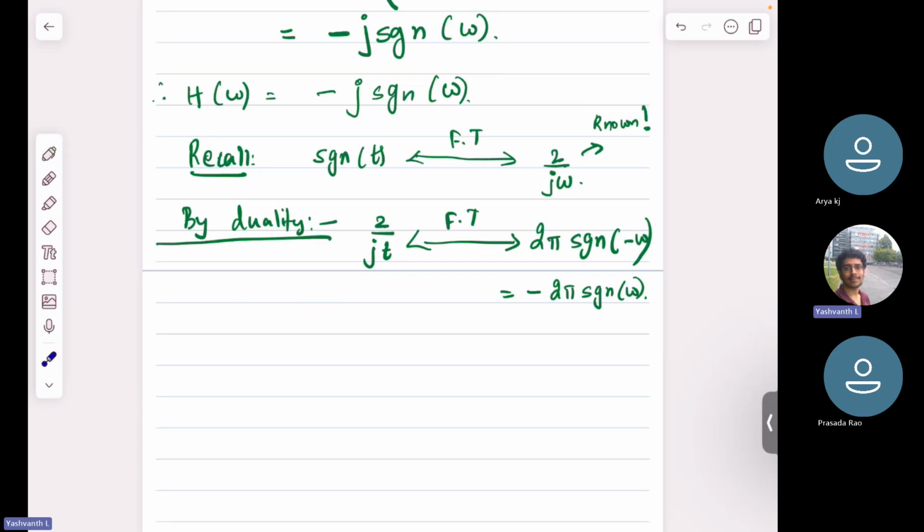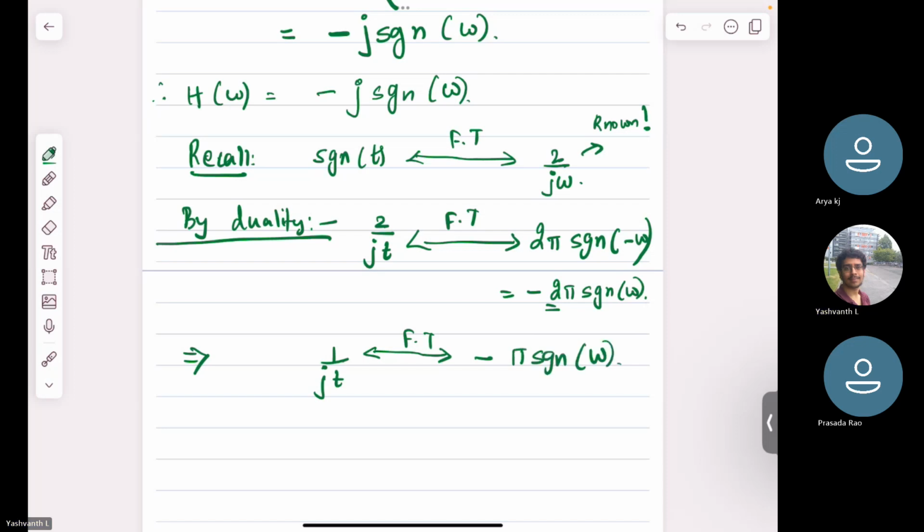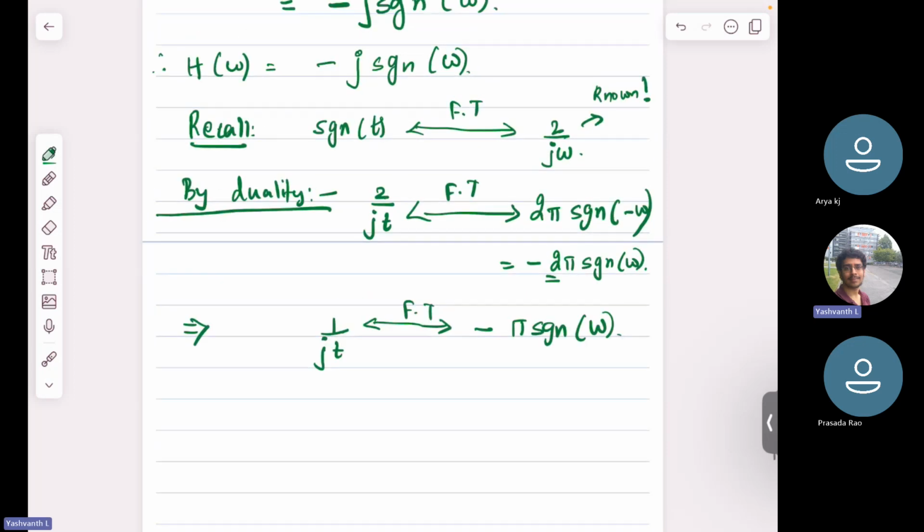But what do I have? I have just minus j signum of omega. I need to find the inverse Fourier transform of minus j signum of omega. But I have minus 2 pi signum of omega. That implies, first let us kill the 2. That means 1 by jt has the Fourier transform minus pi signum of omega, just by the linearity property of Fourier transform. Now kill the pi. How? Just divide by pi on both sides. So 1 by j pi t has the Fourier transform minus signum of omega.